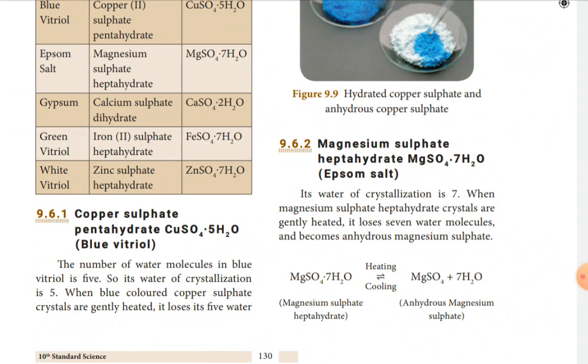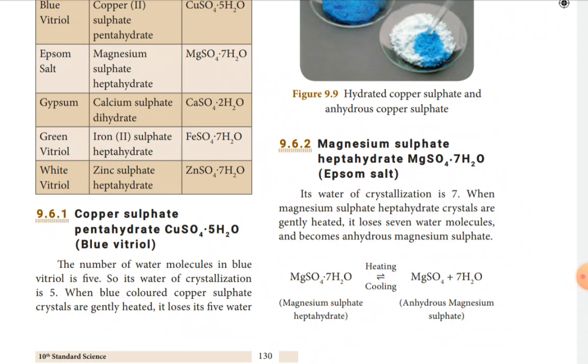Anhydrous magnesium sulfate. So sometimes you will be asked to write the equation. You have to write the equation. Magnesium sulfate with 7 water molecules, on heating, loses 7 water molecules. Again on cooling, it gains the water molecules and becomes magnesium sulfate heptahydrate.